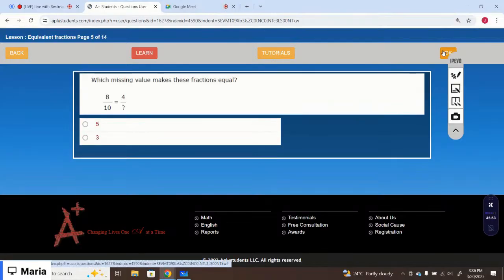Which missing value makes the fractions equal? 8 over 10. The missing number is 5. Option number 1 is the correct option.